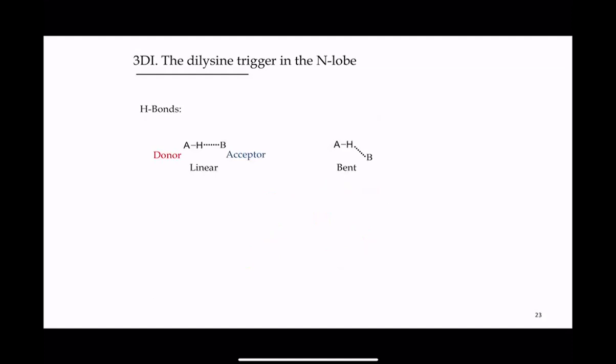So just a few reminders about hydrogen bonds. They can come in the form of a linear hydrogen bond, where you essentially have this sort of linear arrangement between the donor and the acceptor. In biological systems, that's not necessarily going to be the case. You most likely will have sort of a bent affiliation between how the proton is being shared between the donor and the acceptor.